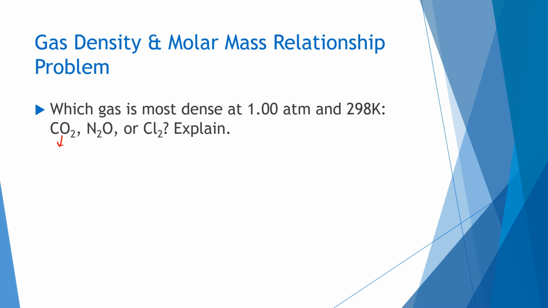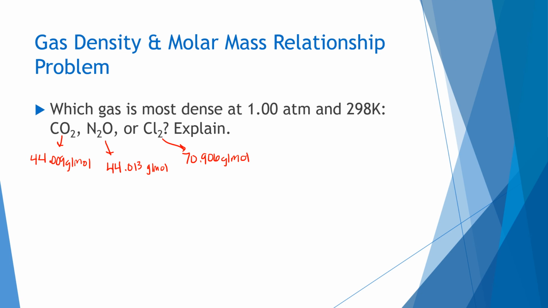If you look at CO2 and calculate its molar mass, it's going to be 44.009 grams per mole. N2O's molar mass is actually going to be about 44.013 grams per mole. And then chlorine, or Cl2, is going to be 70.906 grams per mole.